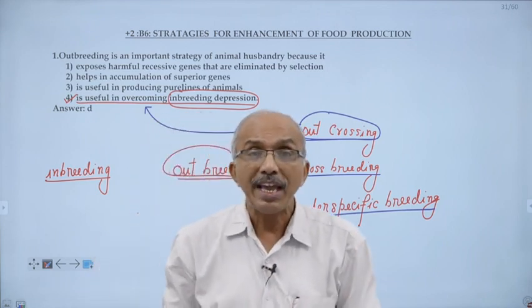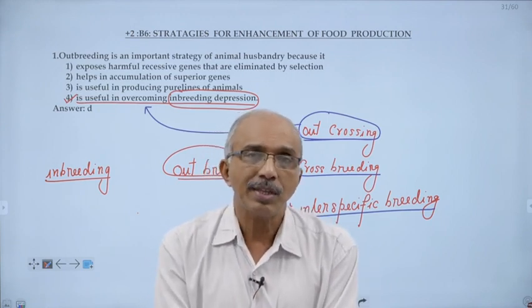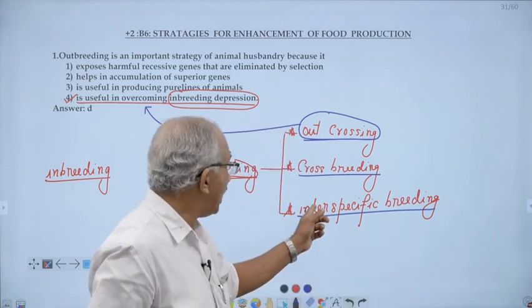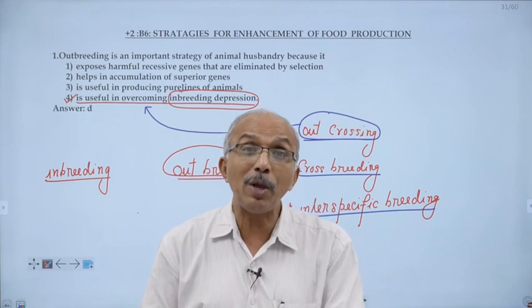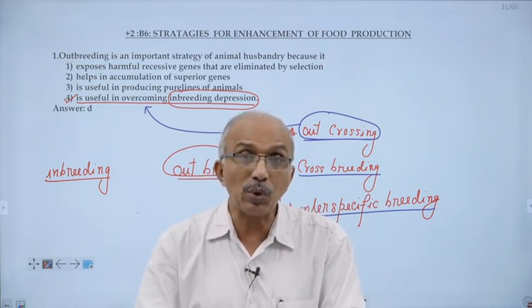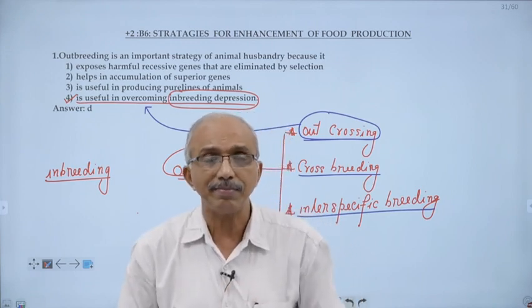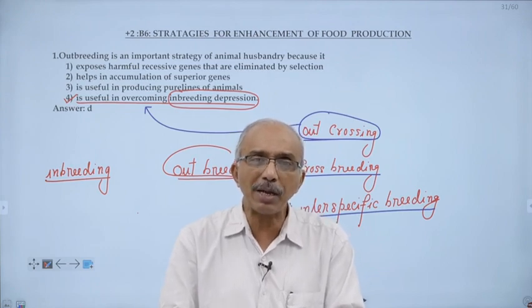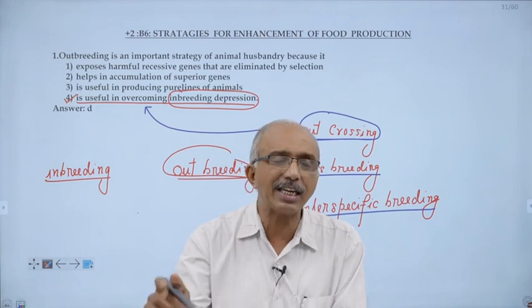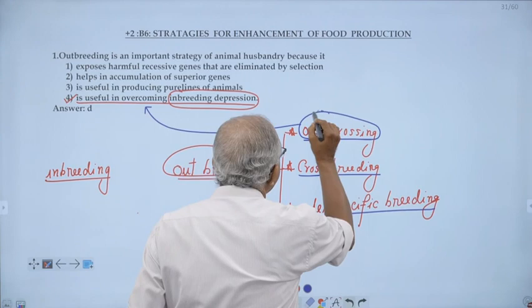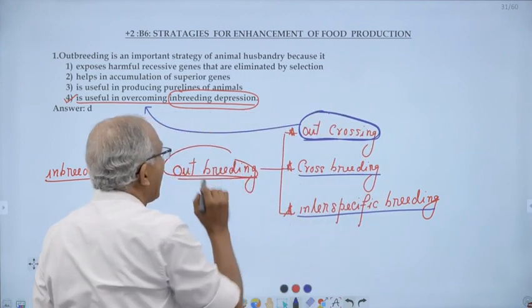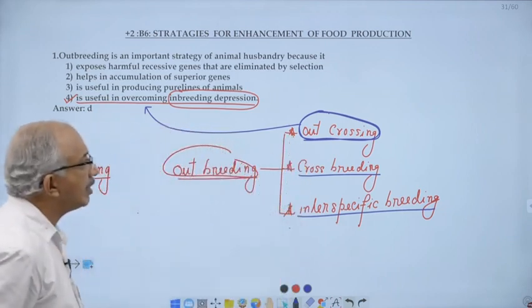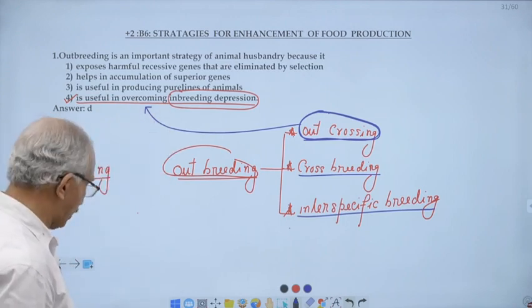Crossbreeding, mating of animals belonging to two different breeds, not the same breed. Interspecific breeding, mating of animals belonging to two different species, but closely related species. Among these, outcrossing is used to overcome inbreeding depression. Broadly speaking, outbreeding. But if the option gives these, outcrossing is the answer.